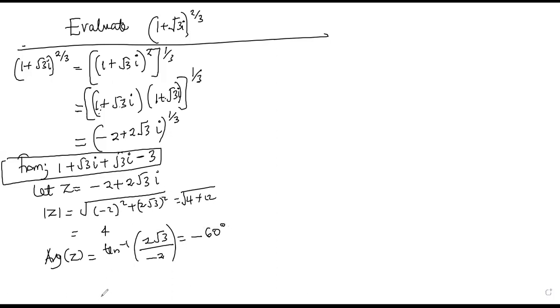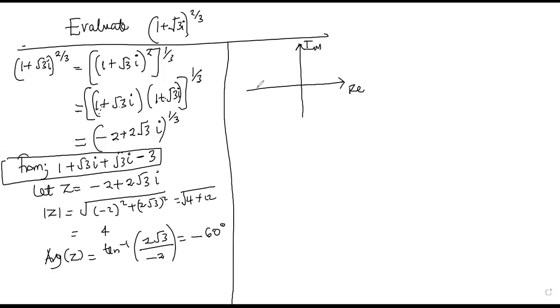But you need to sketch so that you know in which quadrant we are lying. So if we do sketch that, we have our real and we have our imaginary. Our real is -2, while our imaginary is 2√3. So we are here. In other words, we are in the second quadrant, okay? Since we are in the second quadrant, we are looking for this angle from the positive x-axis.